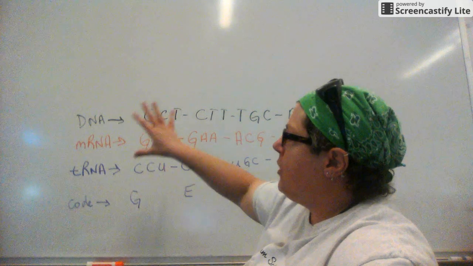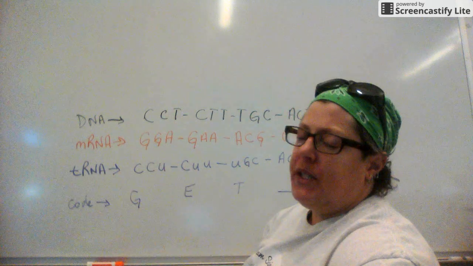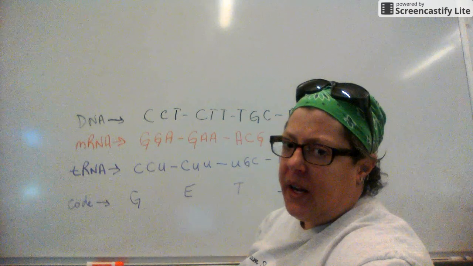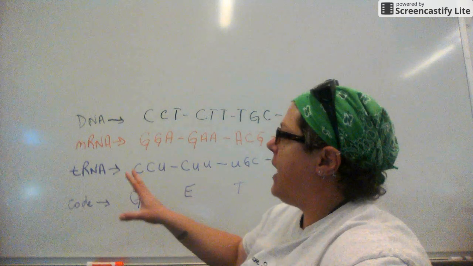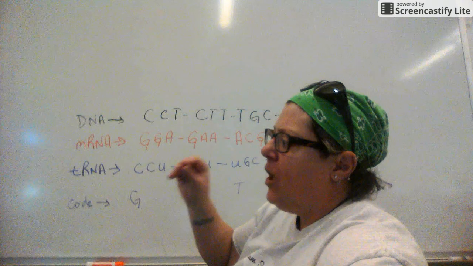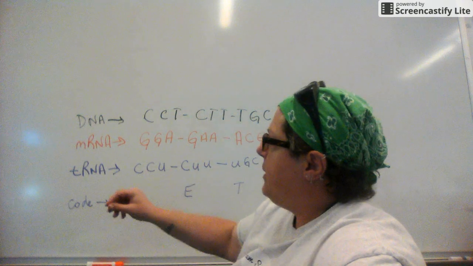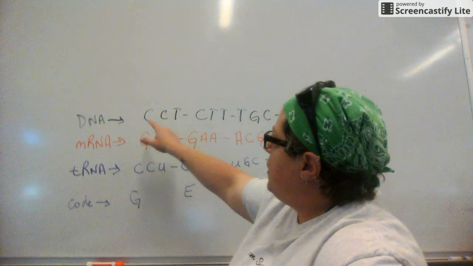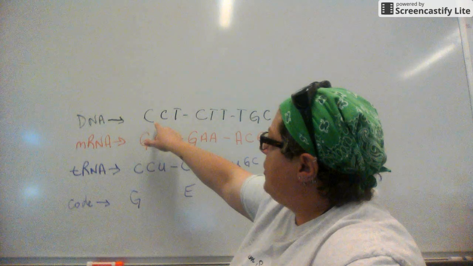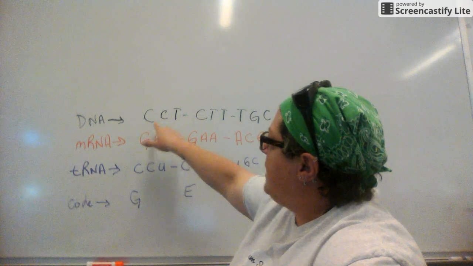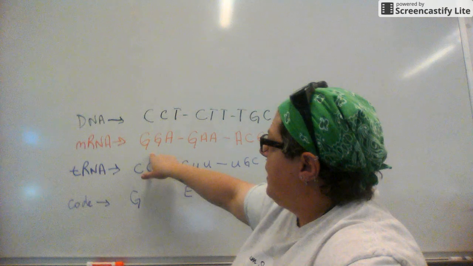What we're doing, the goal of this is to make a protein. That is the whole purpose of DNA, is to make proteins. It's the code that tells the body and the cells what to do with that information. So first, you have to turn DNA into messenger RNA.